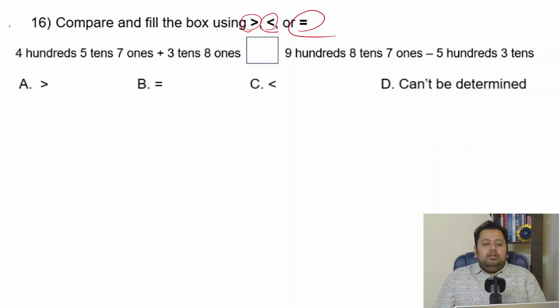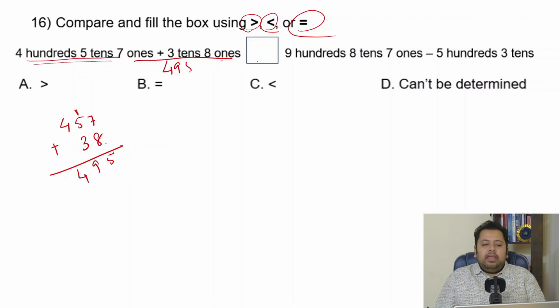Great. So if you see this, let's find out what the numbers are. 457 plus 3 tens and 8 ones is what? 38, right? It's tens and ones. There is no hundreds over here. Let's do the addition. This is 7 plus 8 is 15. 1 carries over. 5 plus 3 is 8 plus 1 is 9. 495. So this becomes 495.